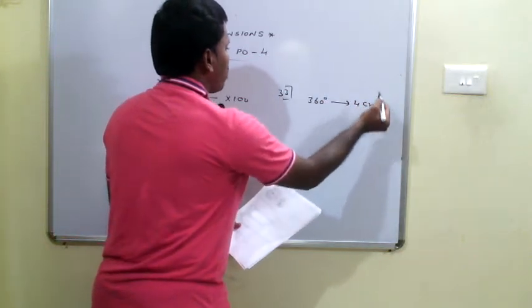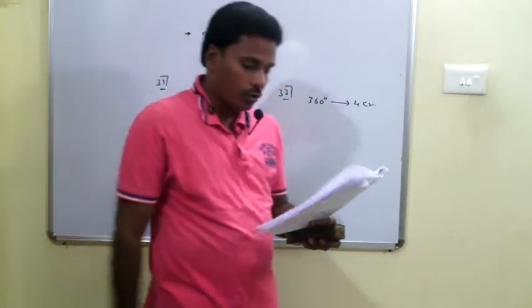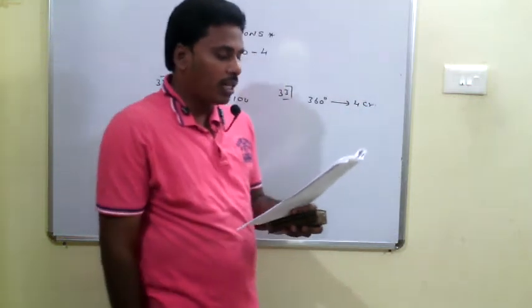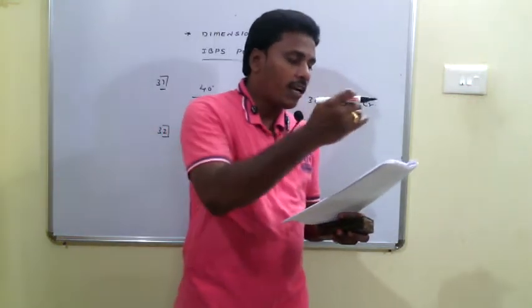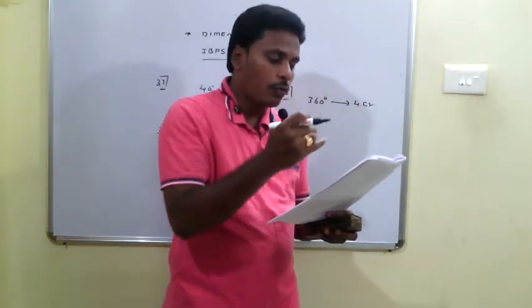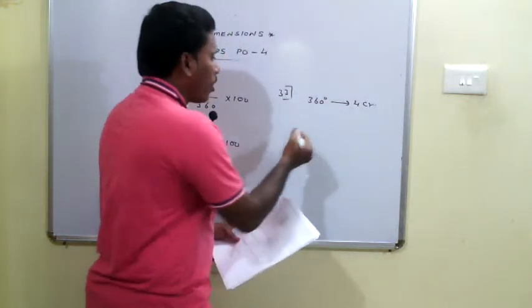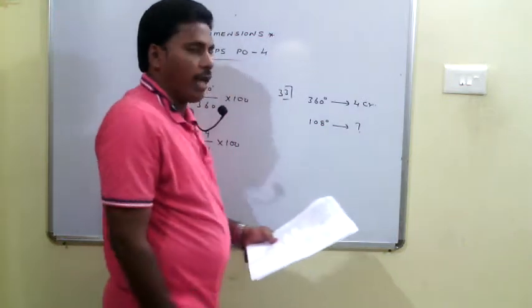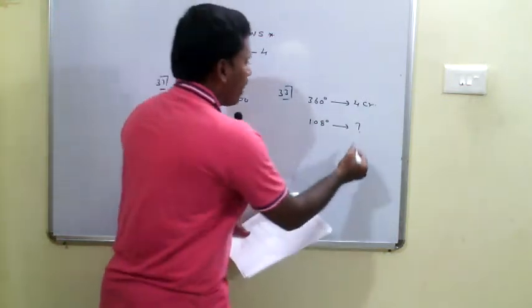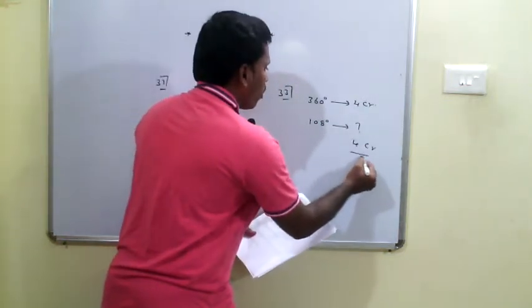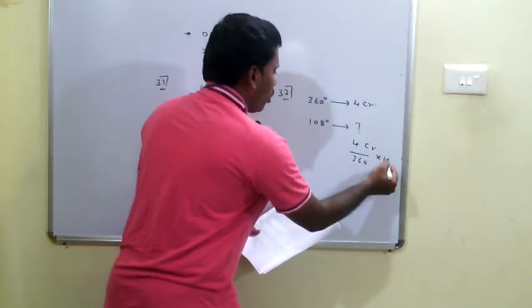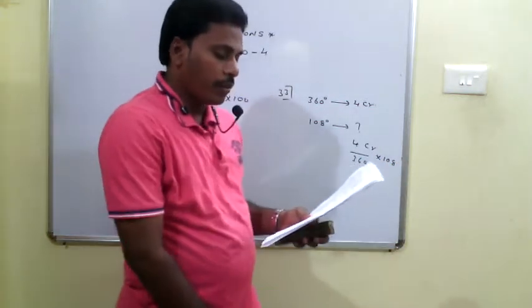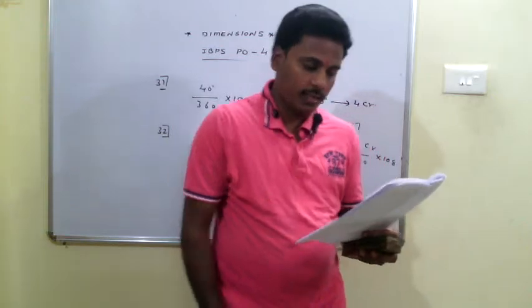The total angle is 360 degrees, which corresponds to 4 crores. They asked us the amount spent on cricket and football together. Cricket is 63, football is 45, and the value is 108. So for 360 degrees, it is 4 crores. For 108 degrees, we need to calculate. Dividing by 360 into 108 will give you the answer, that is 120 lakhs.